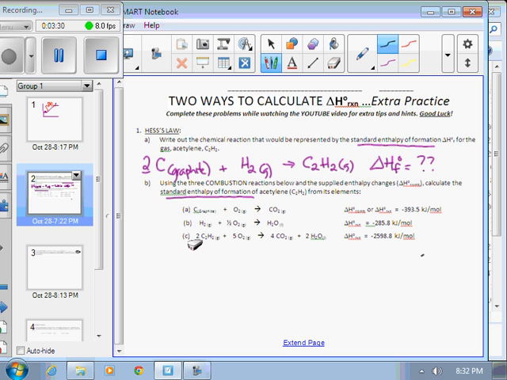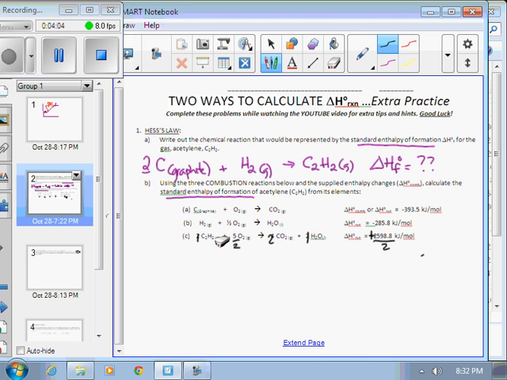But if I cut this in half, I have to cut the entire reaction in half. So this is going to go to 1, this is going to go to 5 halves, this is going to go to 2, and this is going to go to 1. So I'm cutting this in half. The other problem is that acetylene is a product here, but it's a reactant here. So I'm going to have to flip the whole equation. Well, that's fine. If it's exothermic the way it's written here, when you flip the equation, it's going to become endothermic. So that's when you have to change the sign. Right now it's a negative sign, so I'm going to have to change it to positive.